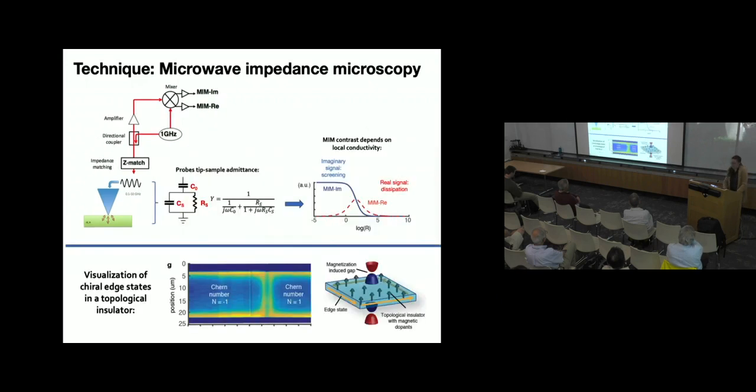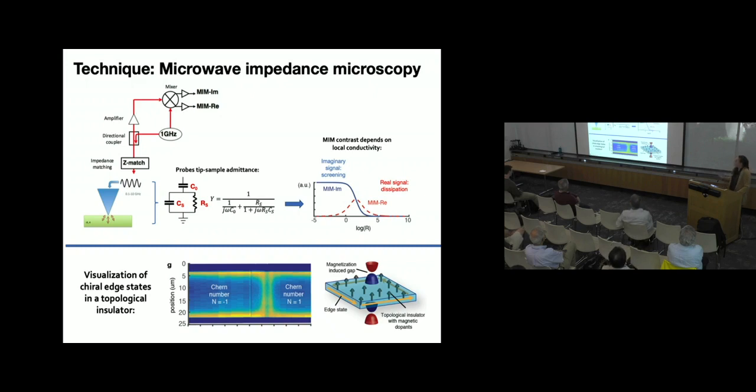So this is an oversimplified schematic of the measurement setup. We can use microwave lock-in detection methods to read out the real and imaginary parts of the reflected microwave signal. We're operating this technique in the near field regime where the tip sample distance is much smaller than the wavelength of the microwaves. And therefore, one can quantify the microwave response using lumped element models where the sample capacitance and resistance to ground represent the screening and dissipation terms respectively.